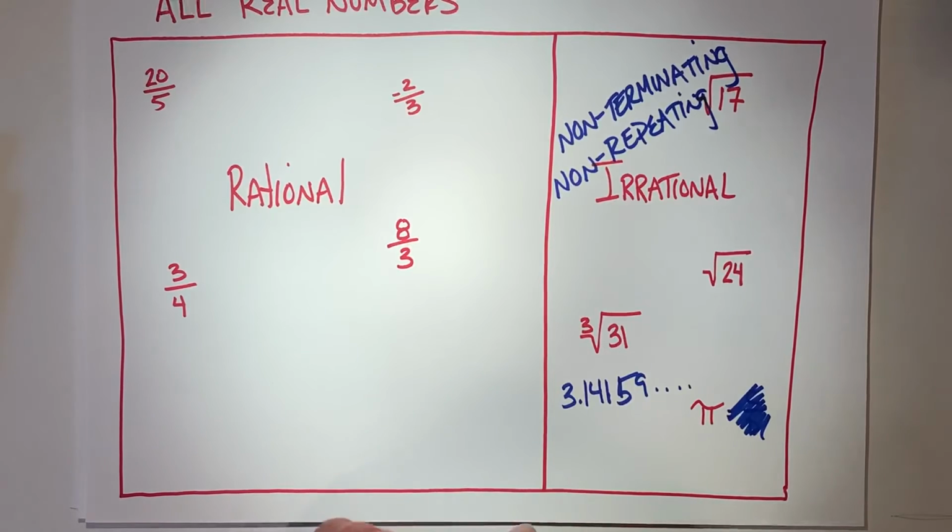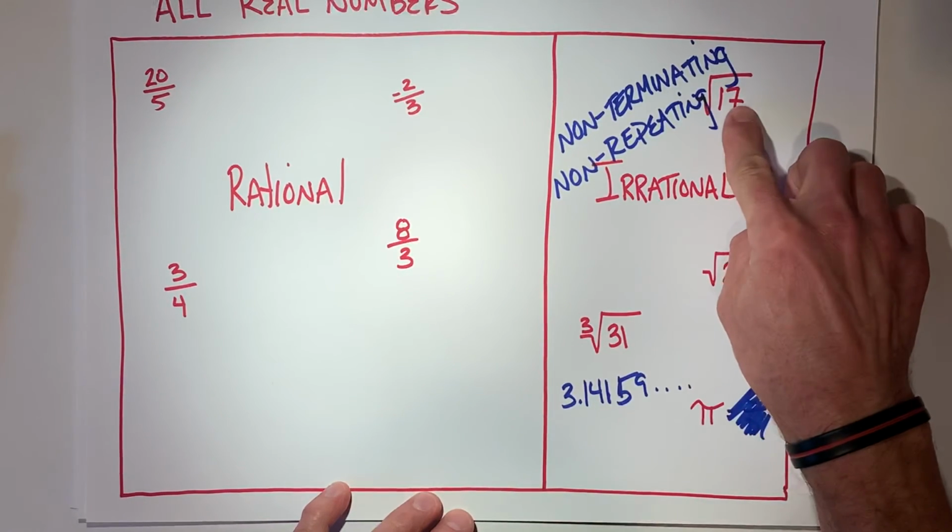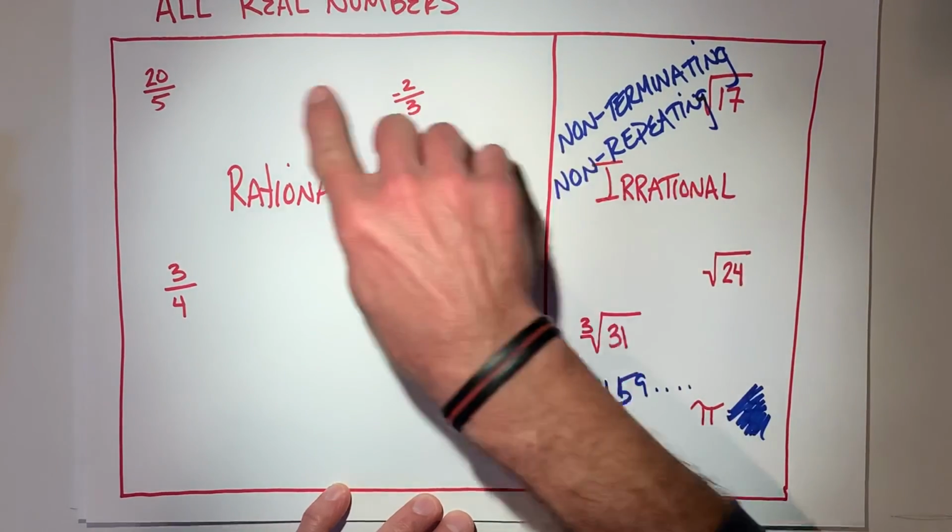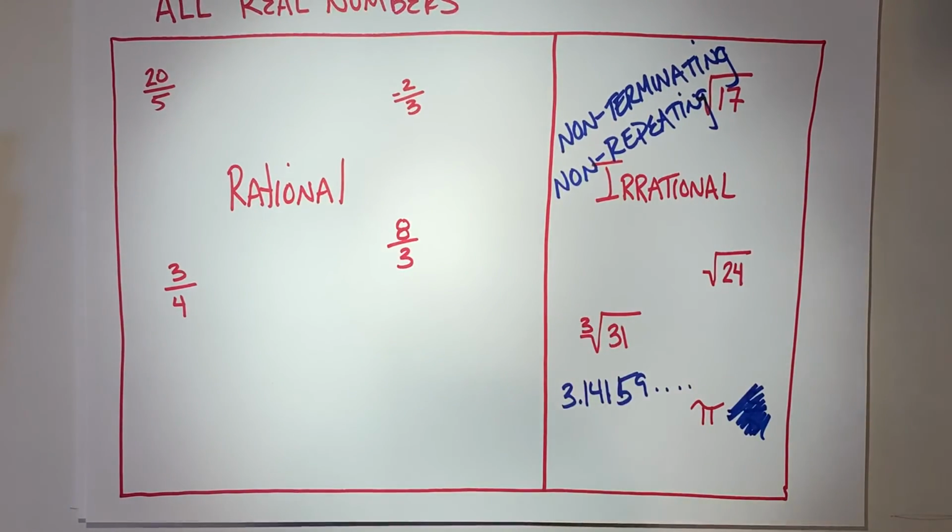And that's that. So when you look at lists of numbers, think about what's on the inside of the radical symbols, if there are any. Think about your different variations on your fraction or your ratio, and make a good decision on what rational and irrational numbers are.